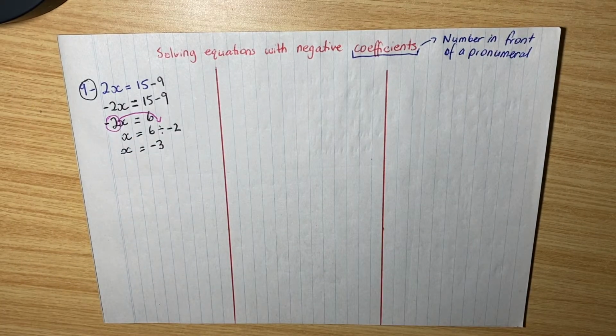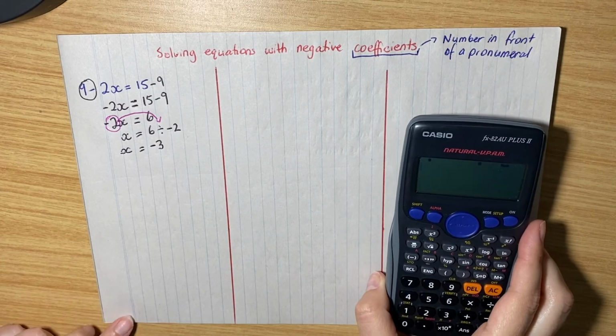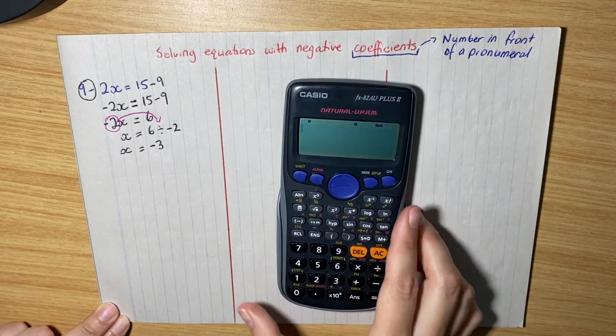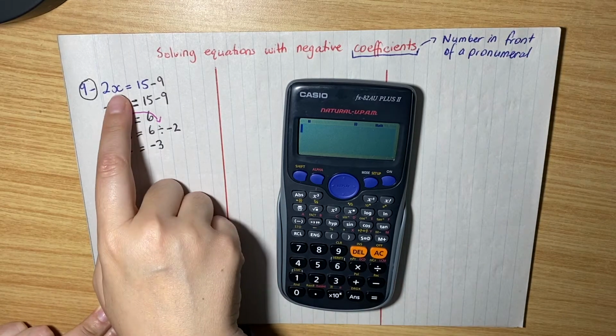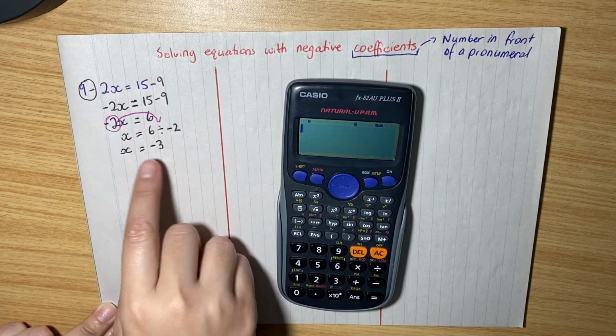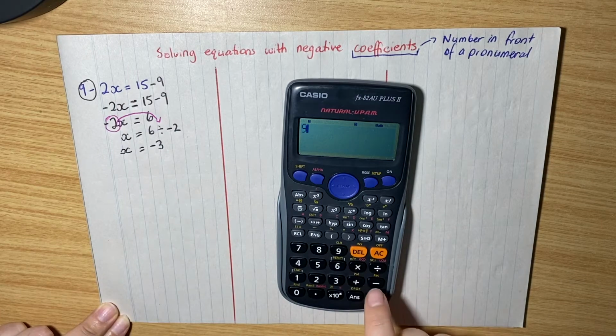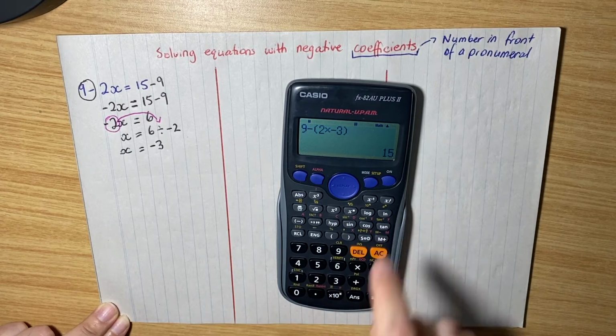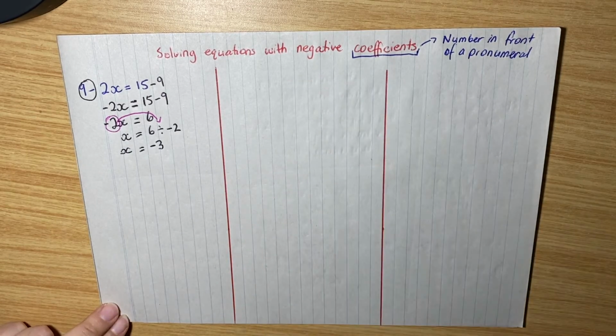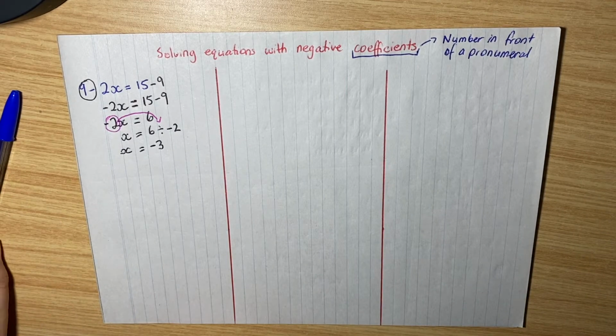One of the things that I always do with algebraic equations like this, just to make sure that I'm correct, is to go ahead in my calculator and type that equation up, but I'm going to substitute the x with minus 3. So I'm going to go 9 minus 2 times minus 3, and the answer is 15. So therefore I know that I have done it correctly. Let's go through a few other examples together.